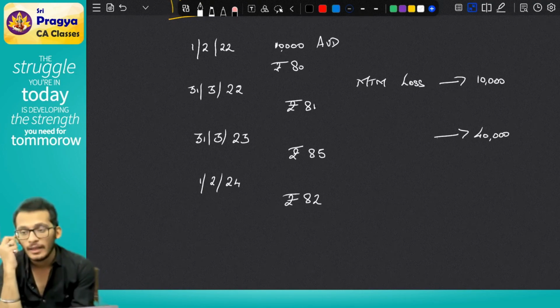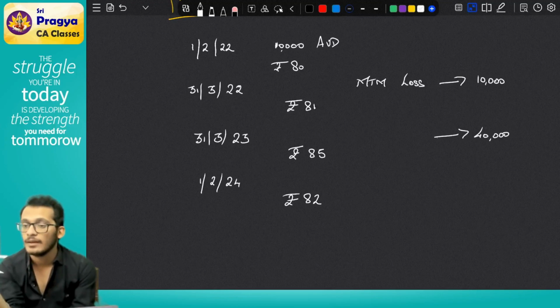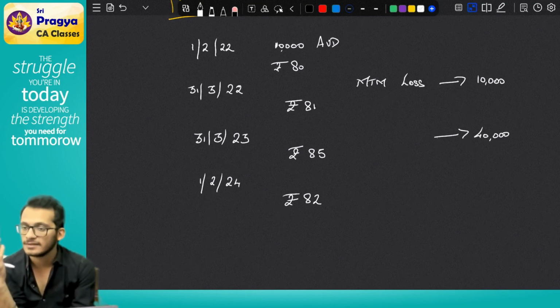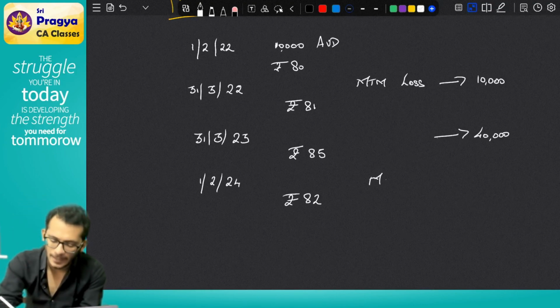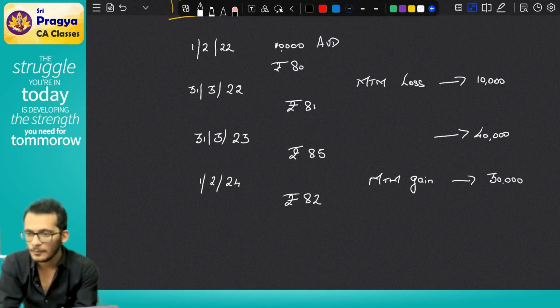Accounts will come and say, Rahul, I have already booked a loss of 5 rupees. Now you are coming and telling me that the payment is 82, which means technically there should have been a loss of only 2 rupees. You have already booked a loss of 5 rupees. So I will ask you to reverse 3 rupees. This 3 rupees is called as MTM gain. How much am I going to reverse? 3 rupees.